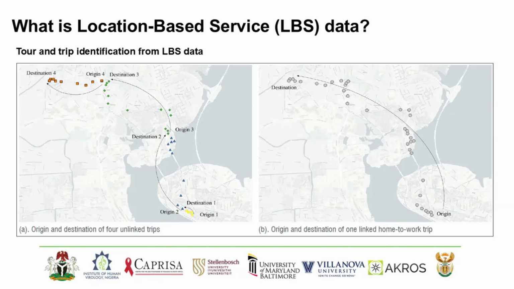On the right, we link those same movements together into a single home-to-work tour. By connecting sequential trips into a continuous chain, we can better understand a person's daily travel behavior, including where they start, where they go, and how these activities are connected.